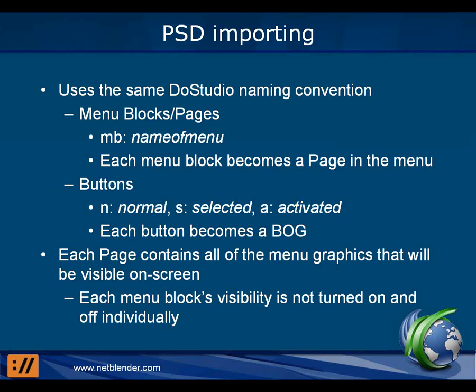it can accept the same Dostudio naming convention. So at the menu block level, the MB colon in the name of the menu is supported. Each menu block that would create a separate menu block in the BDJ menu system becomes a page in the IG editor. The same naming convention applies for the button states, N colon for normal state, S colon for selected state, and A colon for the activated state. Each button becomes a button object group.